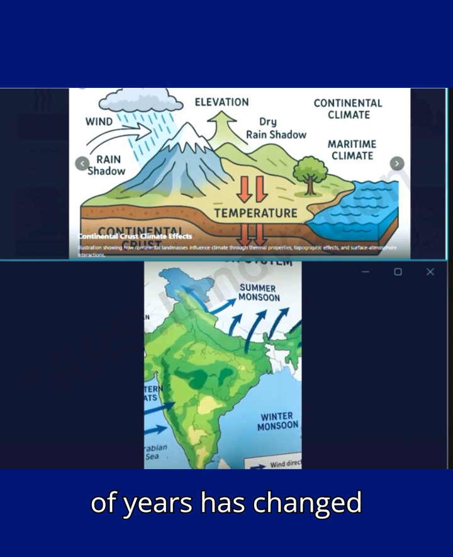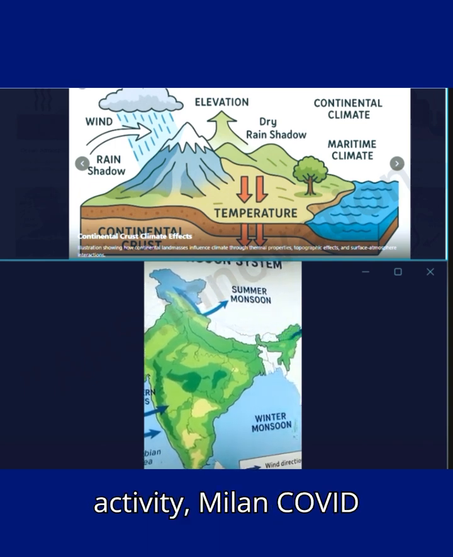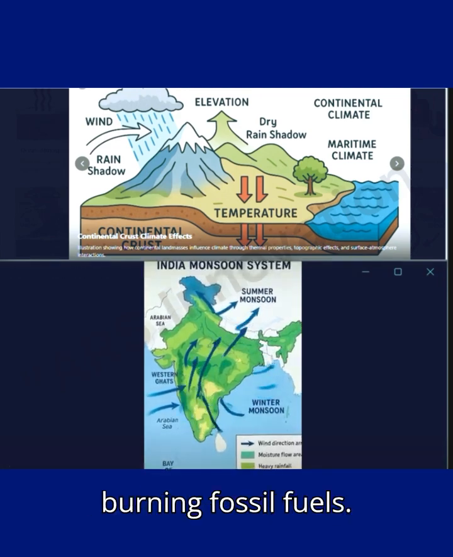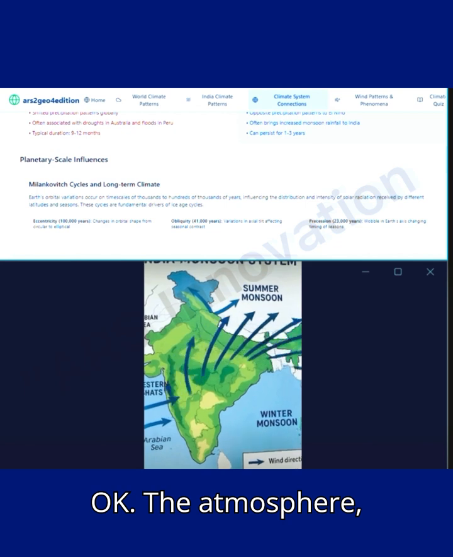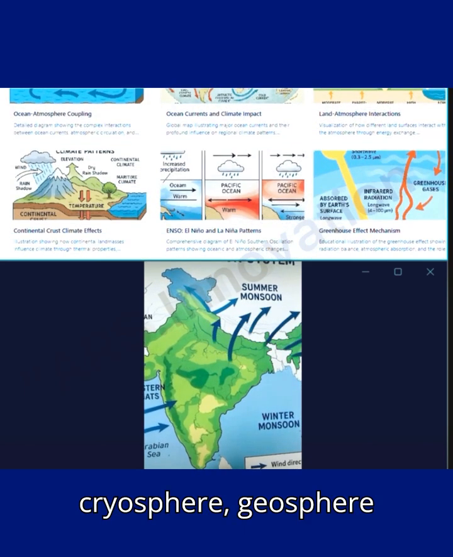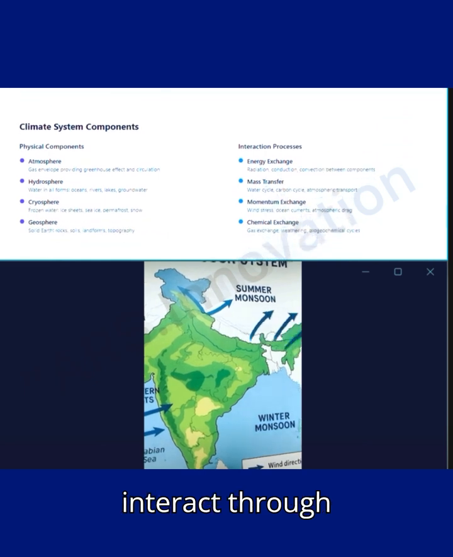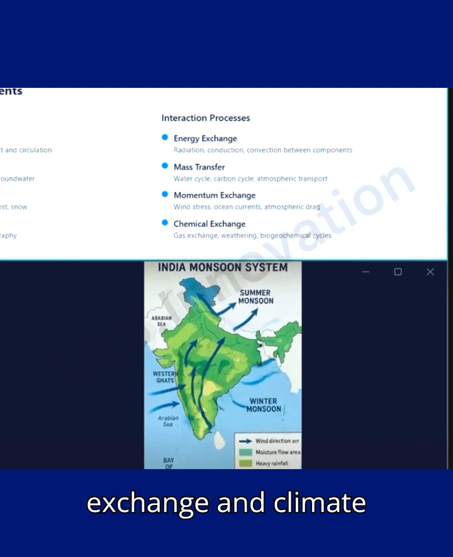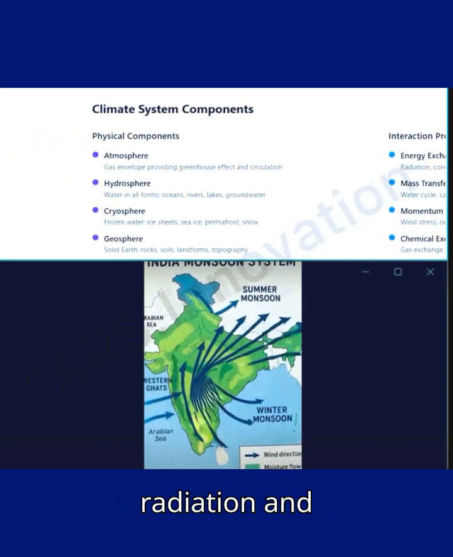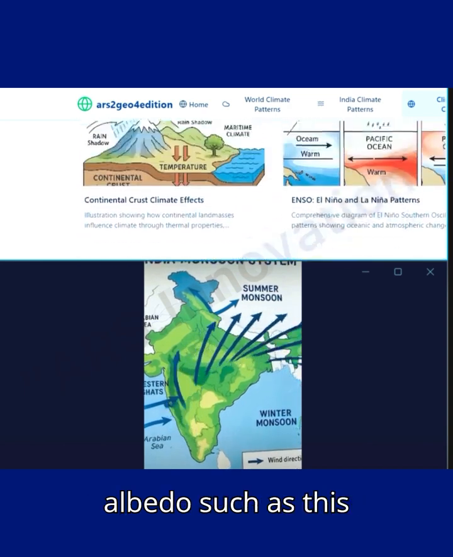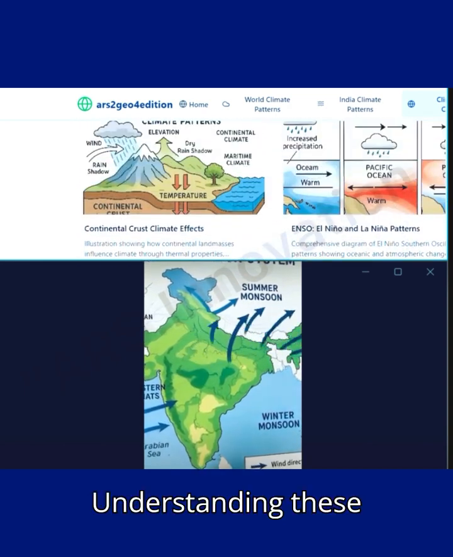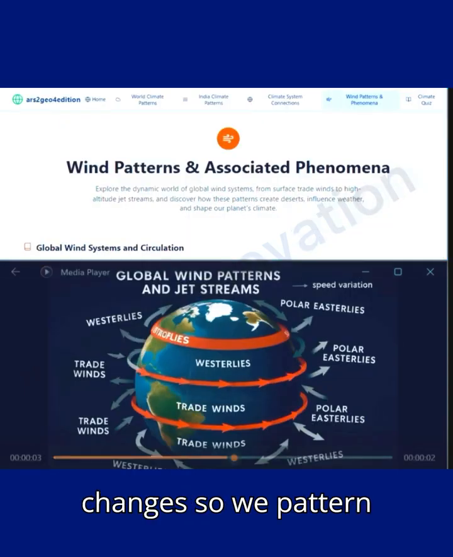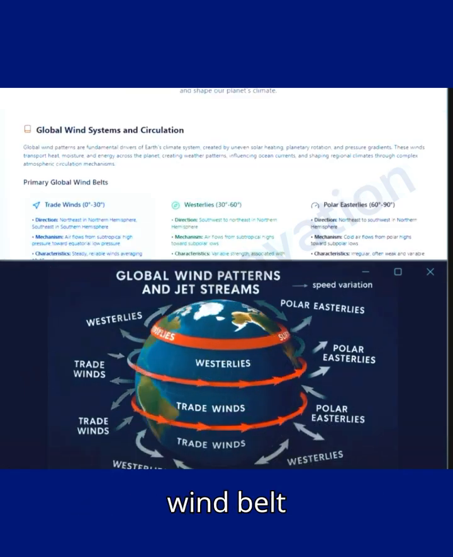Then we'll talk about the long-term climate changes. Over millions of years, climate has changed due to plate tectonics, volcanic activity, Milankovitch cycle and changes in solar output. Today, human activity, mainly burning fossil fuels. Okay, the atmosphere, hydrosphere, cryosphere, geosphere and biosphere all interact through processes like what? Energy exchange, mass transfer, momentum exchange and climate exchange. External factors like solar radiation and internal feedbacks, as you see, water vapor and albedo, will influence it. Understanding these connections helps us better predict climate behavior and prepare for future changes.